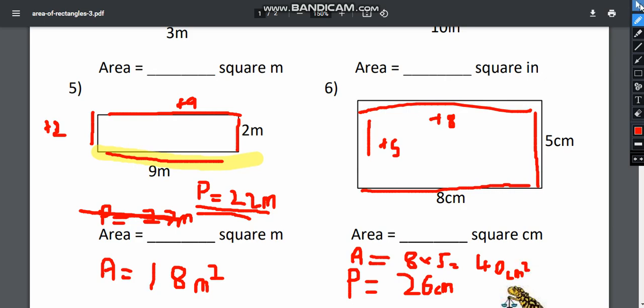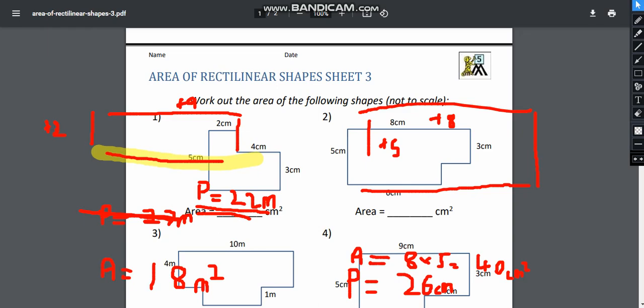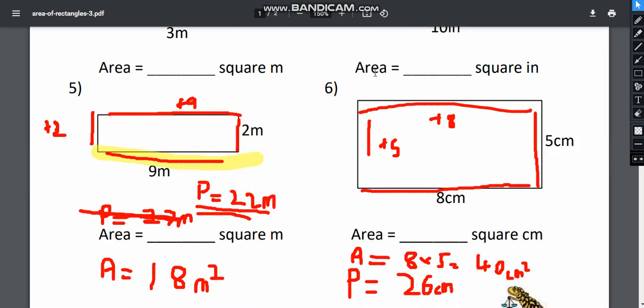I'm going to pause the video here and continue now working with triangles and more irregular shapes going forward. Okay, so I'll leave it for now.